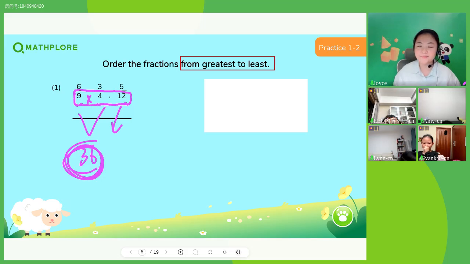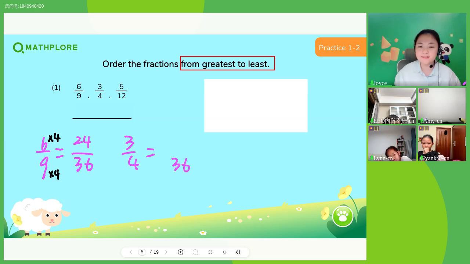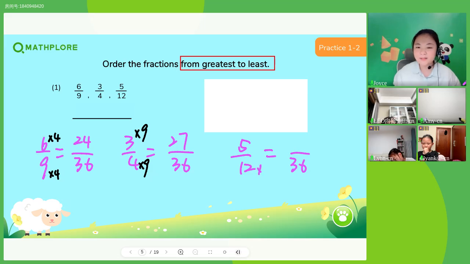Is that clear? So you can convert 6 over 9 into something over 36, right? We know 9 times 4 equals 36, so 6 times 4 can be 24, right? And next, we convert 3 over 4 into something over 36 as well by multiplying by 9, right? And then 3 times 9 can be 27. Finally, 5 over 12 into something over 36: 12 times 3 equals 36, so 5 times 3 can be 15, right?